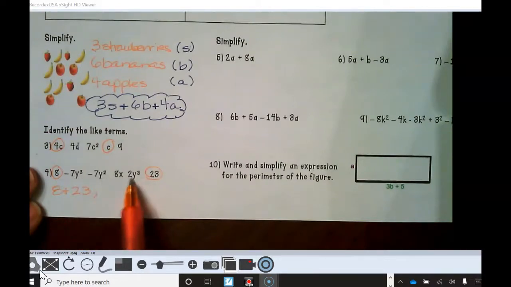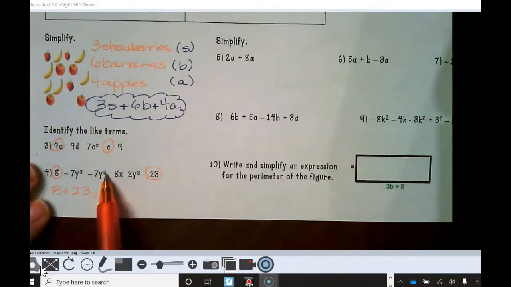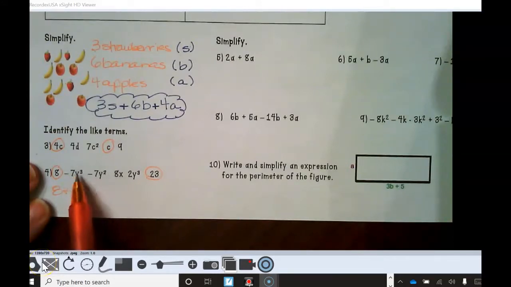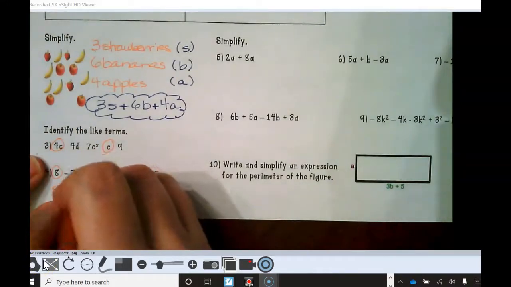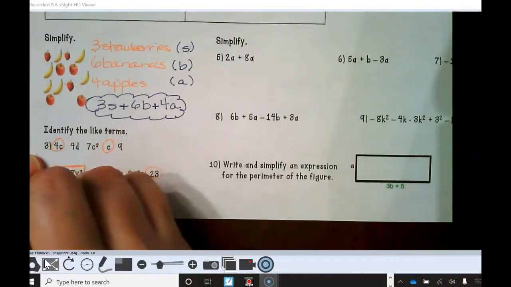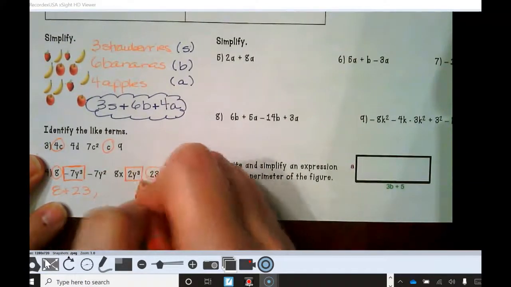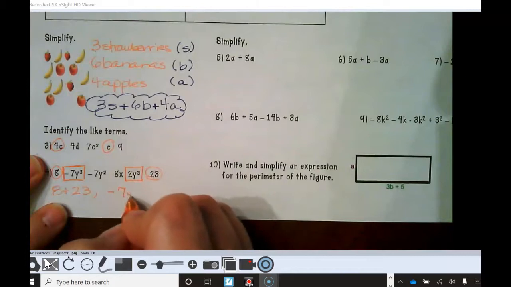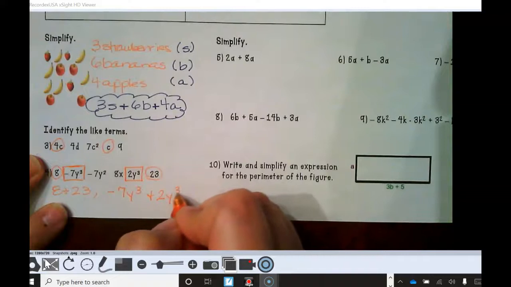These two, we have 3 y's. Now, once you've determined they have the same variable, you have to check the powers. This is y cubed. That is y squared. They are not like. This one is y cubed. This one is y cubed. So that would mean this term, and the sign in front of the number goes with the number, so negative 7y cubed and 2y cubed are like terms.